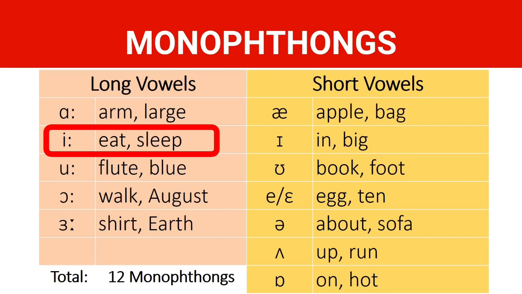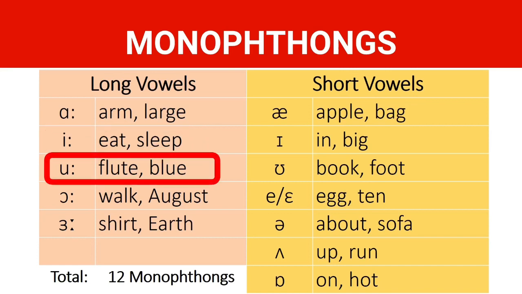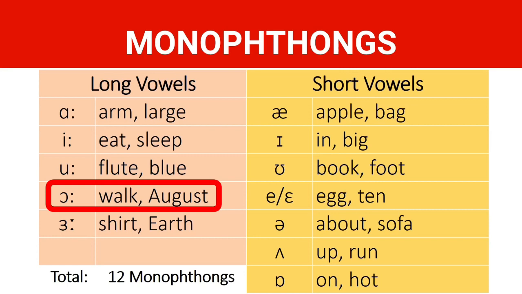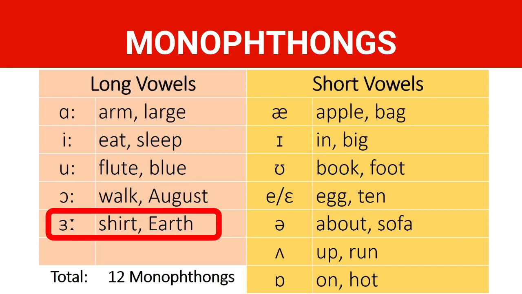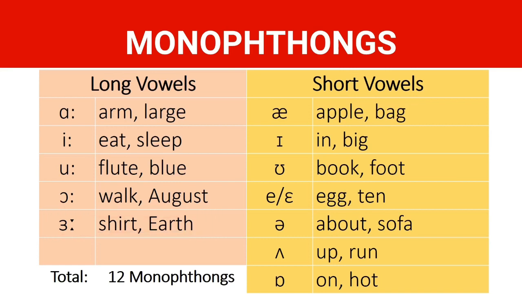Eat. Sleep. The third long vowel sound is the oo sound. Flute. Blue. The next sound is the ah sound. Walk. August. The fifth long vowel sound is pronounced like in shirt. Earth.